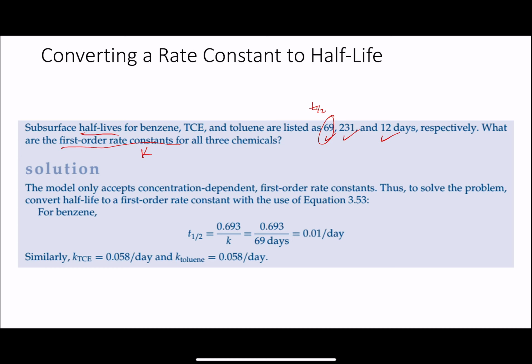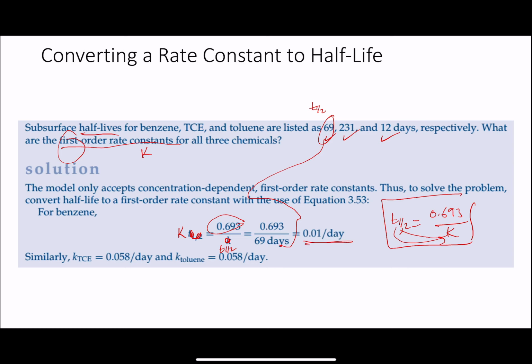Okay, so here, remember t half for the first order is equal to 0.693 over k. That is the equation of t half. For this one, you could put the k here and put t half here. So k is equal to 0.693 over t half. We're going to put 6.9 here, and 0.693 is a constant, so you'll get 0.1 per day. This is the rate constant for benzene. You could find TCE, and you could find toluene easily.